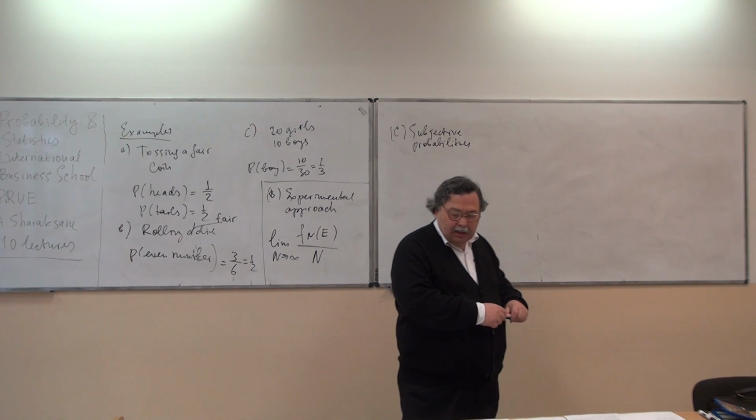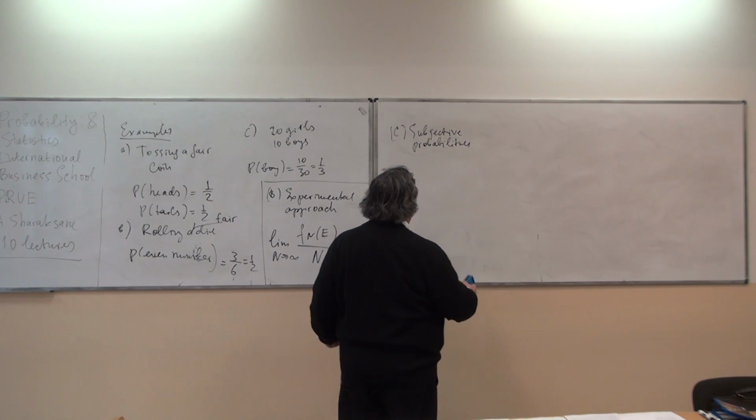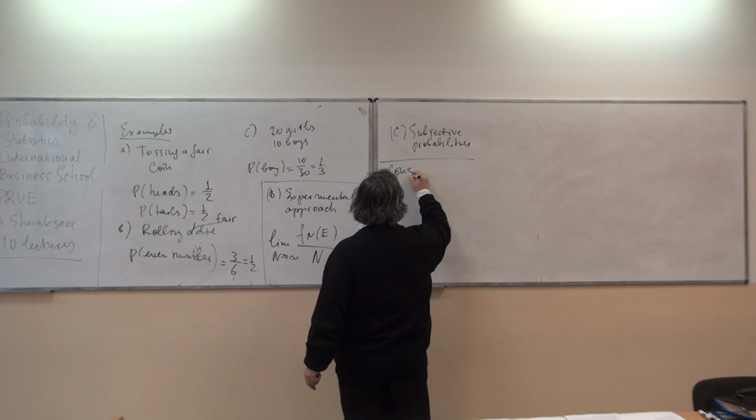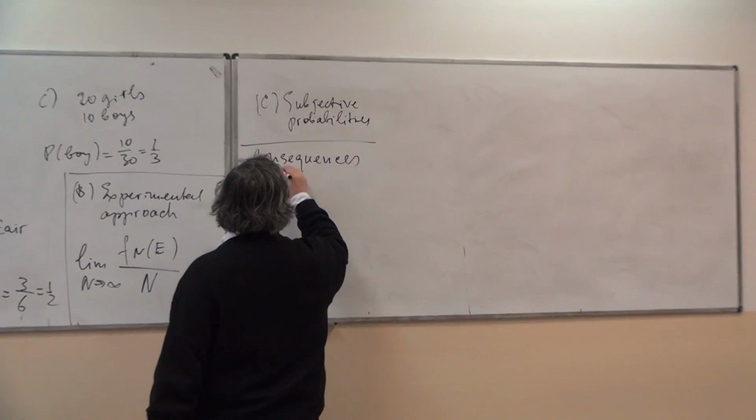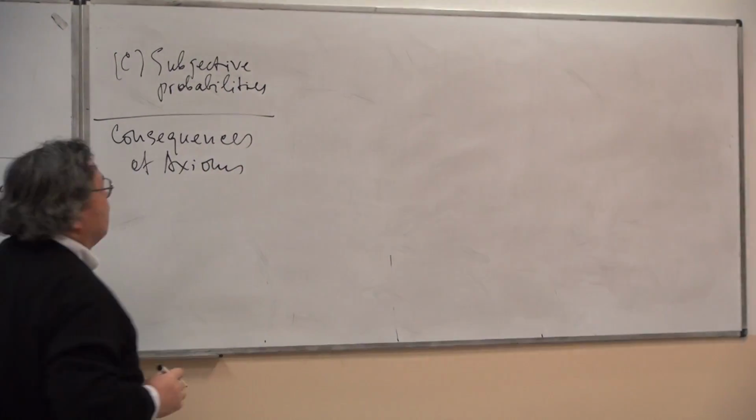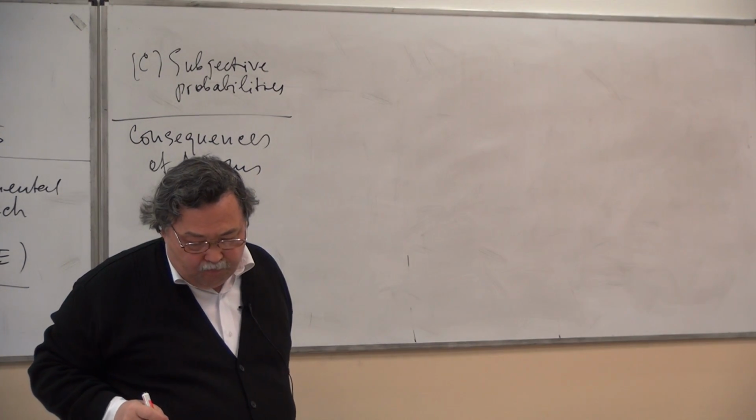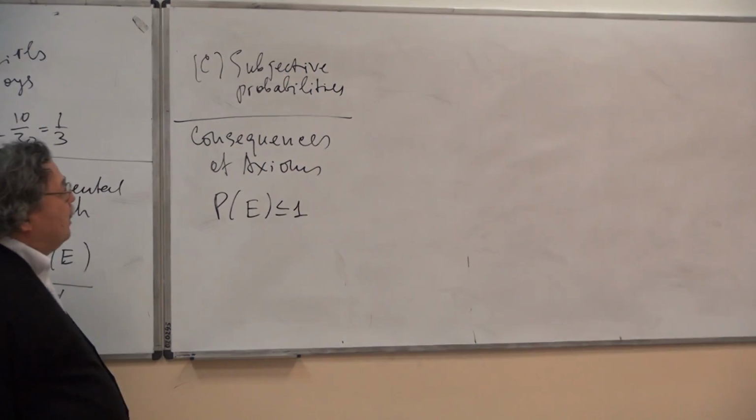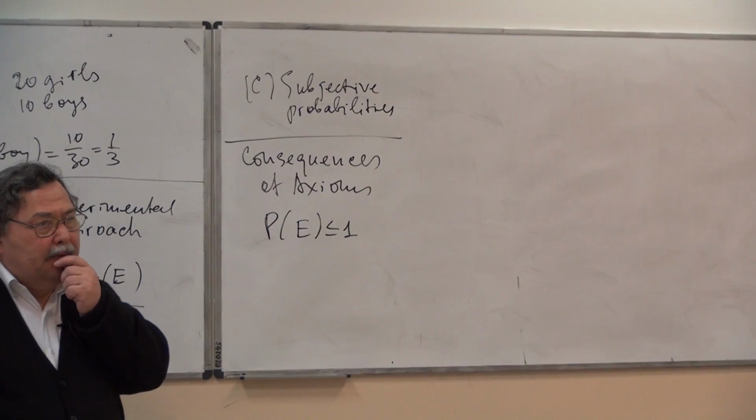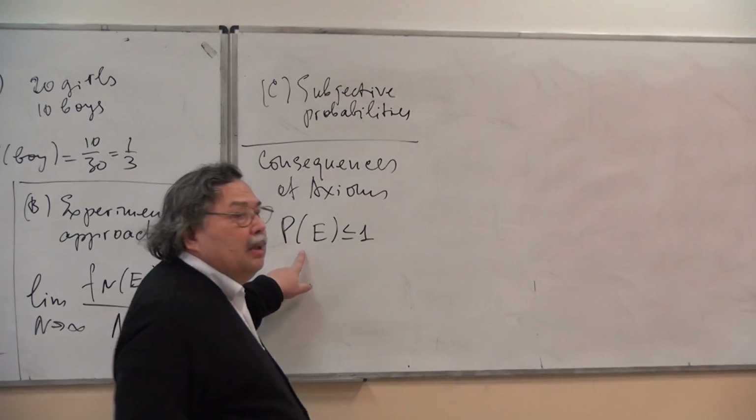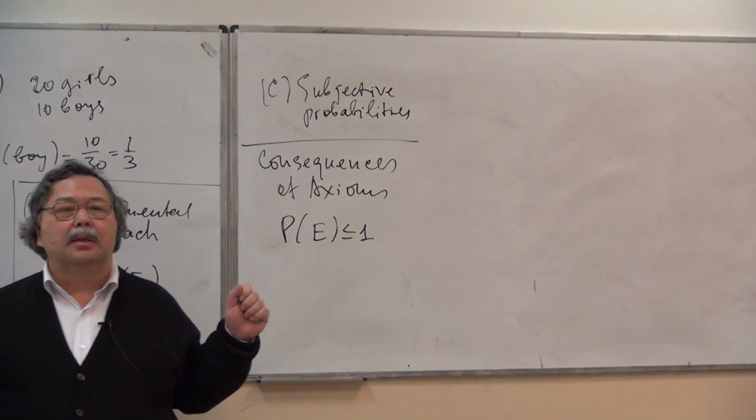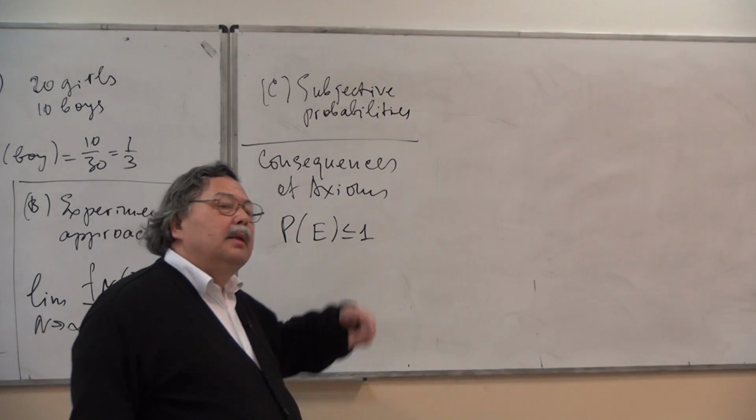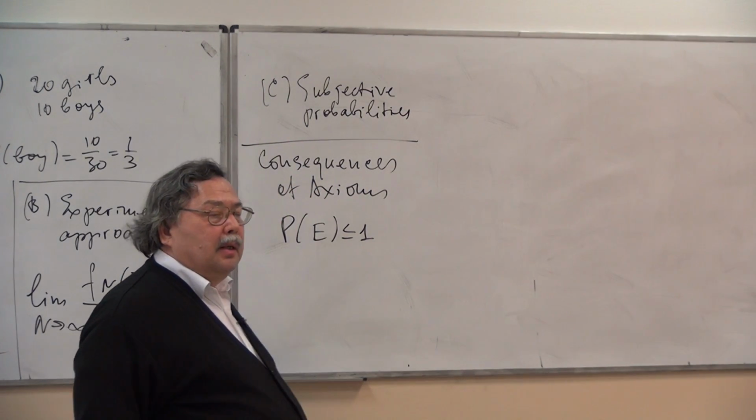Now let's mention some consequences of axioms. Using the axioms, we can prove that the probability of any event is less than or equal to 1. One of the axioms is that the probability of omega is exactly 1. But this is something else. This tells us that the probability of any event cannot exceed 1. And this can be proved from the axioms.